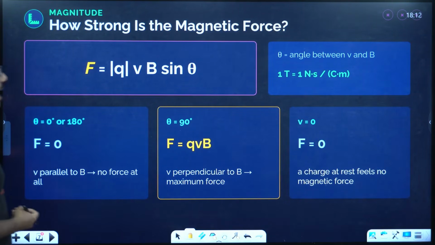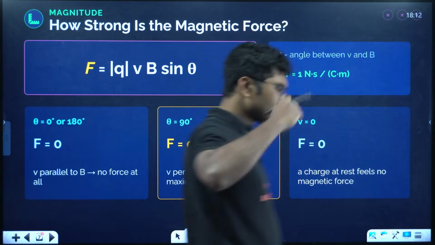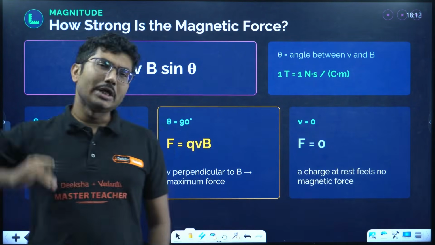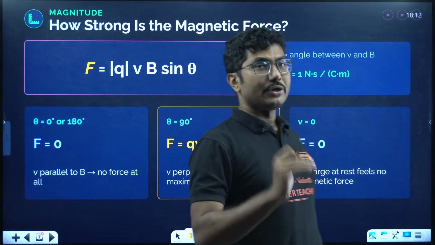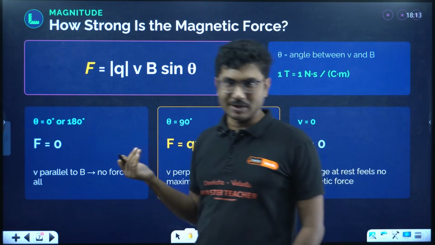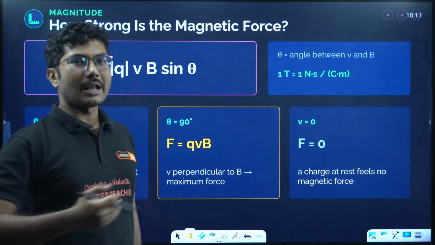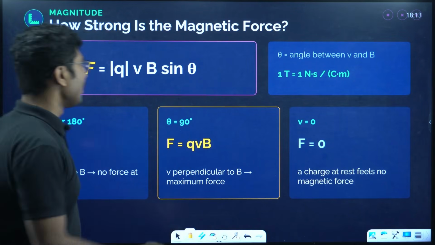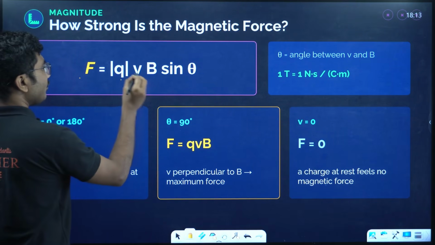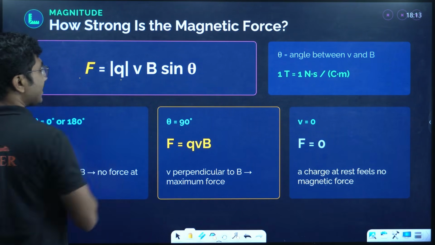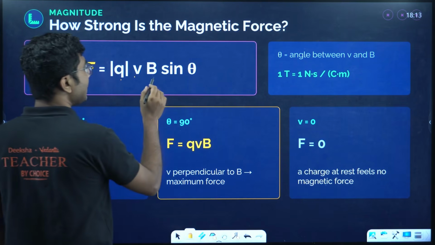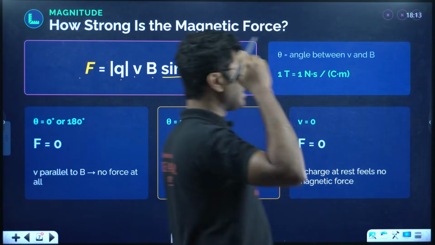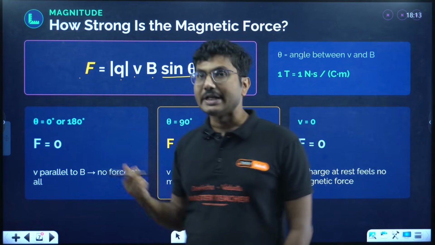Now, how strong is the magnetic force? We are only discussing the magnetic force now, not qE. We have done a lot of discussion of qE in the electrostatics chapter, so we are more inclined toward something new that we have learned in this chapter, the magnetic force. The magnetic force is given by q times V cross B. If you take the magnitude, it becomes qVB sine theta. A cross product can be replaced by sine theta when you are using the scalar form.